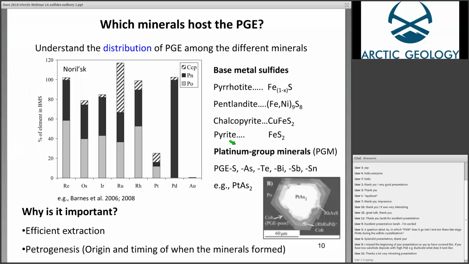Because gold is not a PGM, you might have very trace amounts within a platinum mineral, but it typically forms its own mineral, normally with silver. You don't actually get pure gold.